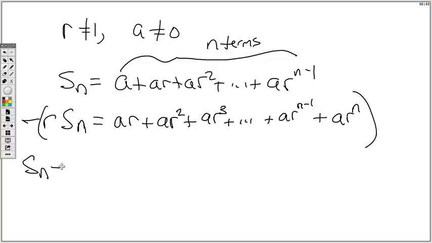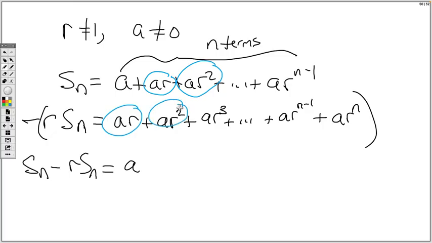So now if I subtract these two things, look what happens. I get S_n minus rS_n. The a here. But what's going to happen to ar? I'm subtracting one of those off. You follow? ar squared. I'm doing what? You follow? Everything in here is going to do what? Cancel out except who's left over. You follow or not, folks?